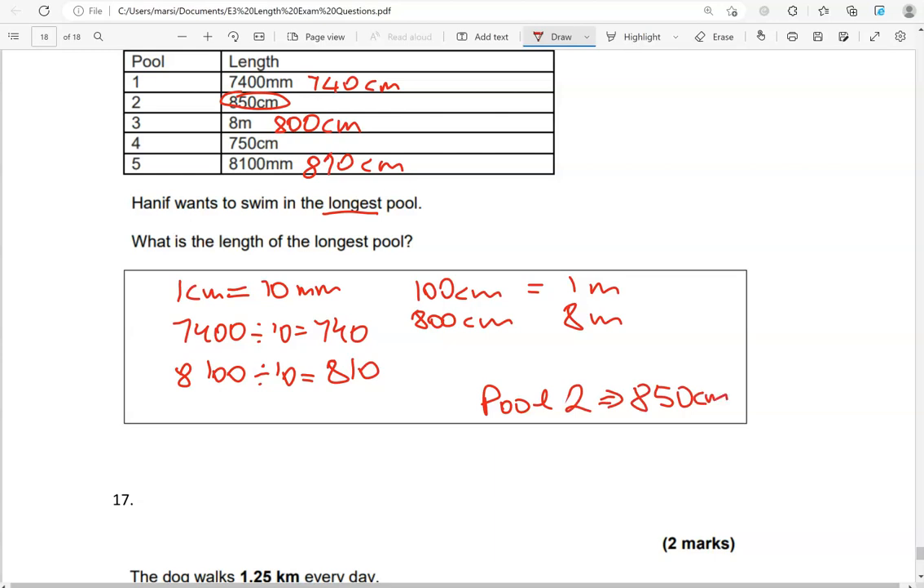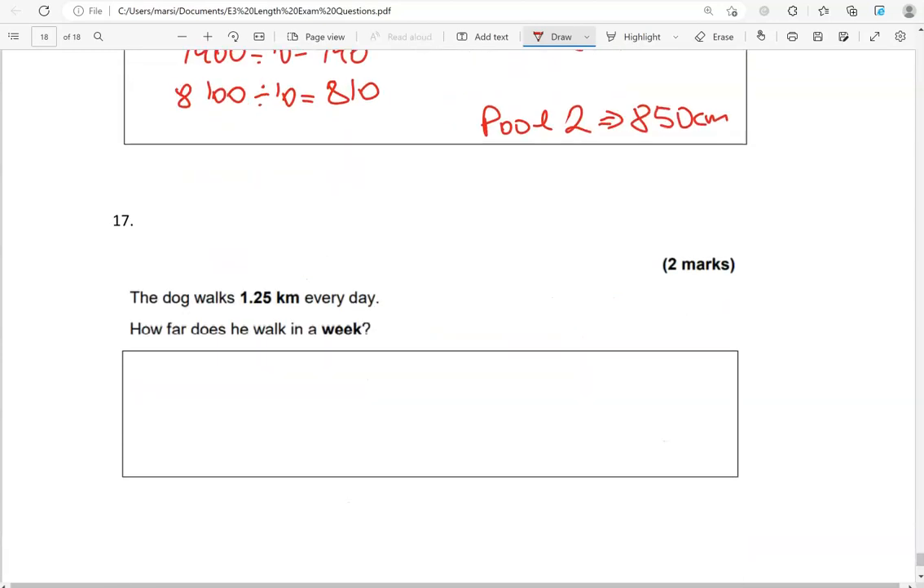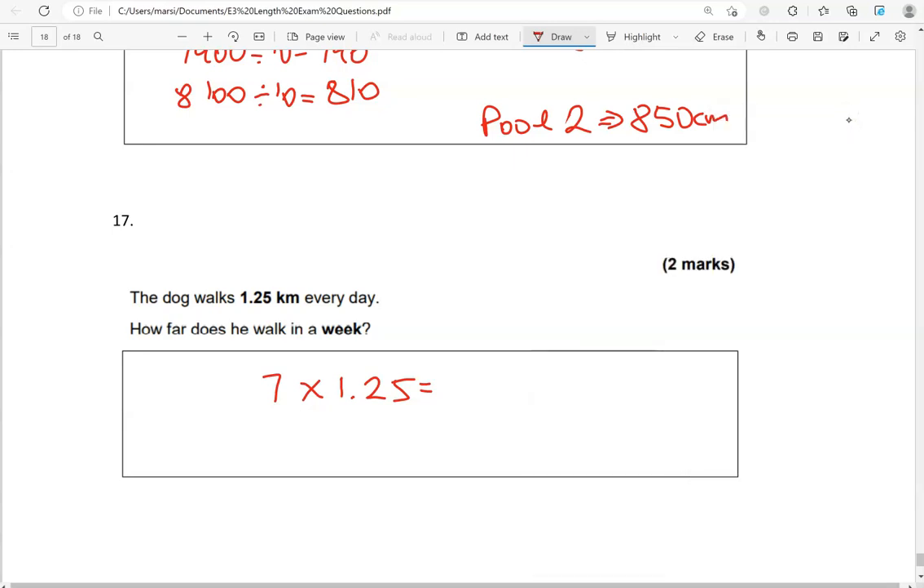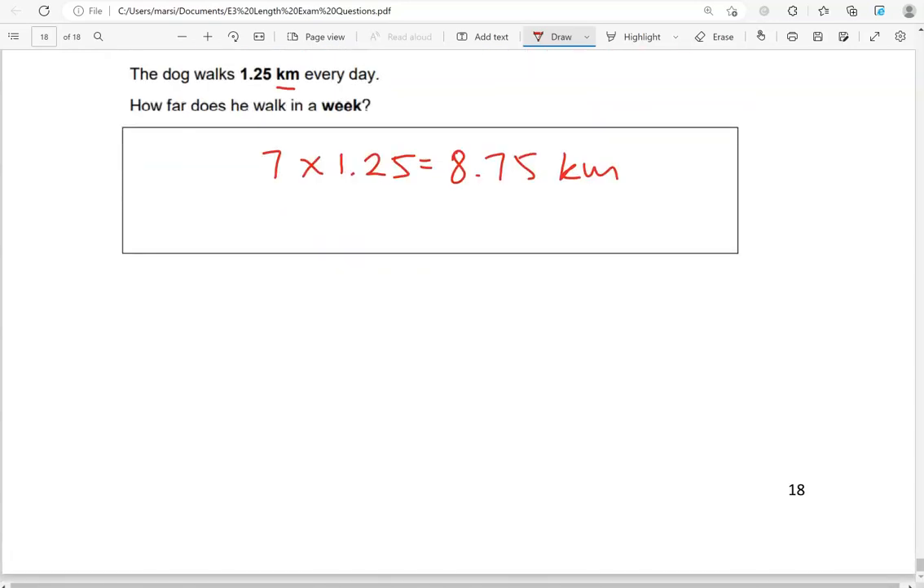The dog walks 1.25 kilometers every day. How far does he walk in a week? So that is 7 days in a week. So 7 times 1.25 gives us 8.75 kilometers. And this is the end of the questions.